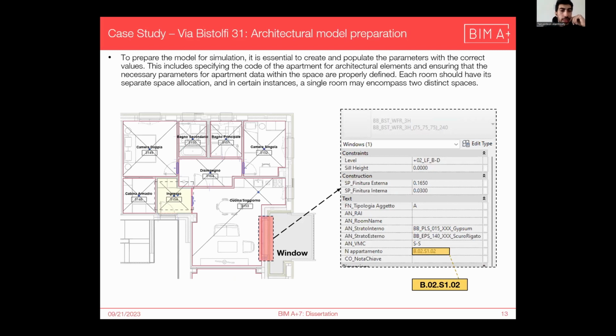Here, as we see the parameters of windows, it's the same for every door, floor, and wall in each apartment that has the code B.02.S1.2. That mentions this window in apartment 2 in section 1 on the second floor in building B.